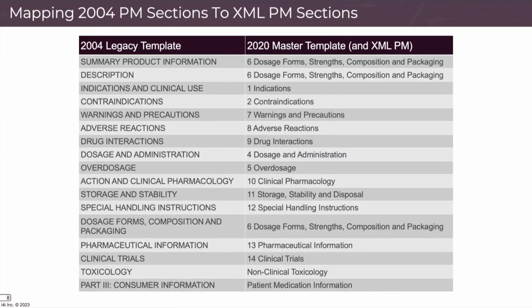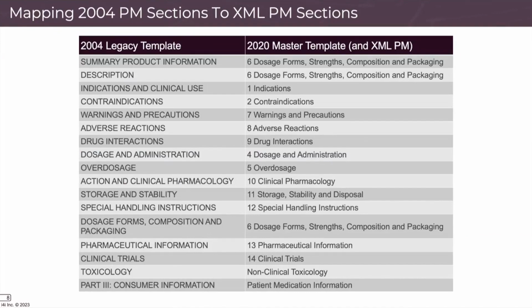If you haven't had to update your product monographs for a while, your product monographs might still be using a legacy layout. If that's the case, you need to be aware that the content of several sections within your document need to be rearranged to comply with the new required section structures. As you can see in the table shown here, the order of sections has changed considerably.